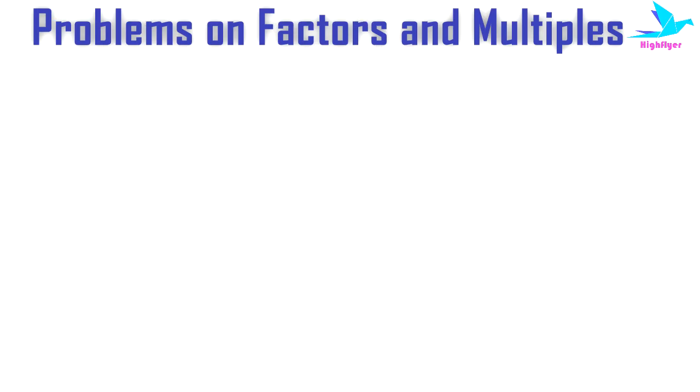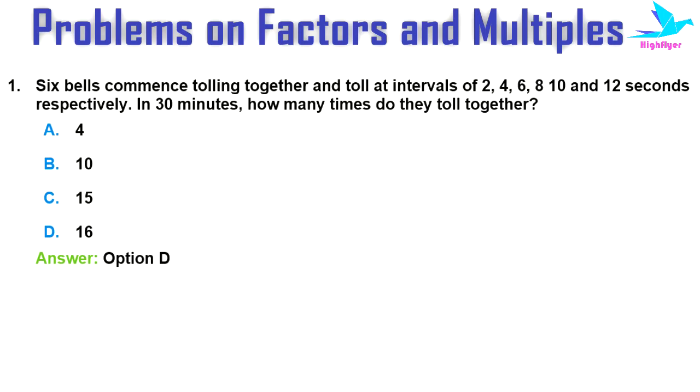So now let's quickly go through a few examples कि HCF और LCM से किस तरीके के क्वेश्चंस आ सकते हैं क्वांटिटेटिव एप्टीट्यूड में. The first example. 6 bells commence tolling together and toll at intervals of 2, 4, 6, 8, 10 and 12 seconds respectively. In 30 minutes, how many times do they toll together? Your options are 4, 10, 15 and 16. And here the right answer is D, 16. Let's see how.